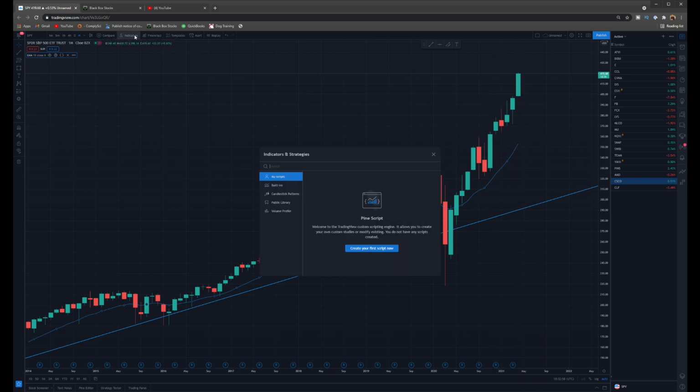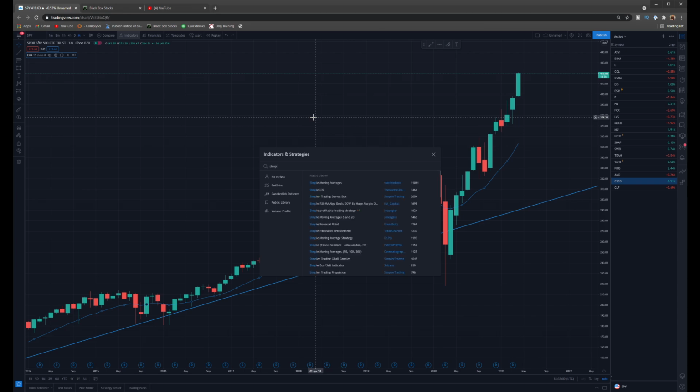Now, as far as the other indicators, we're going to look up simple moving average. Now, when you're doing this on Thinkorswim, which I feel is a lot better, I've already kind of stated that before, you have to do this separately. So you have to set a 50 up by itself, 100 up by itself, a 200 up by itself.